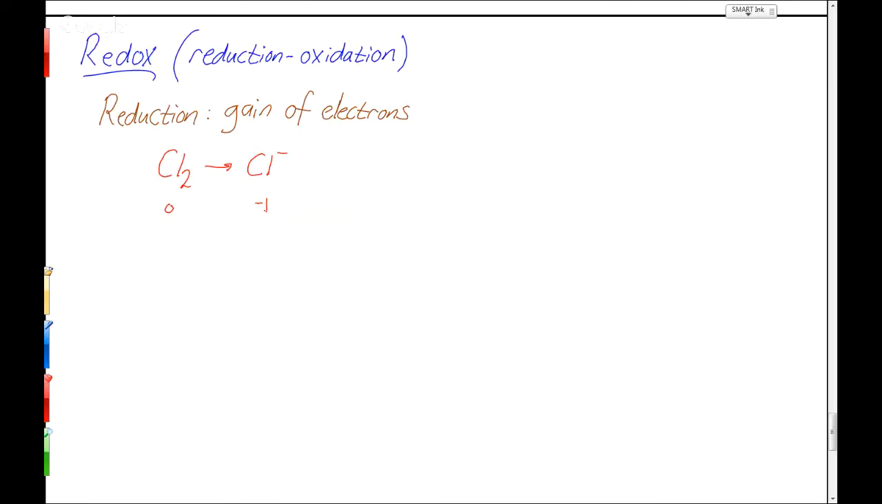So in order for that to happen, this had to gain, what's a plus? Gain 1 electron in order to do that. That's an example of reduction. Where we see that in an equation is wherever electrons are gained.